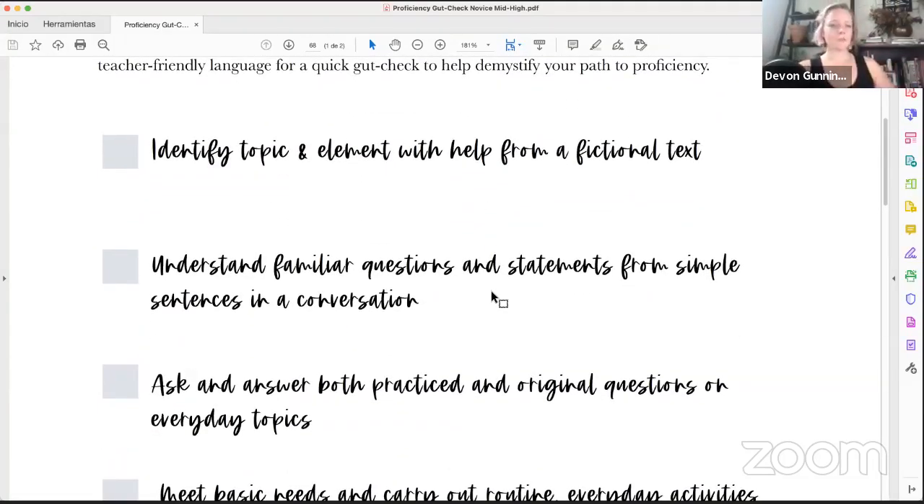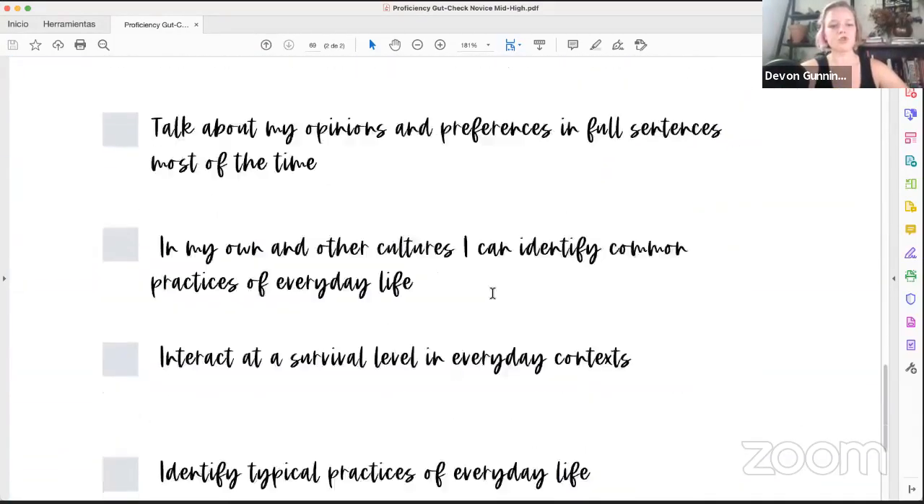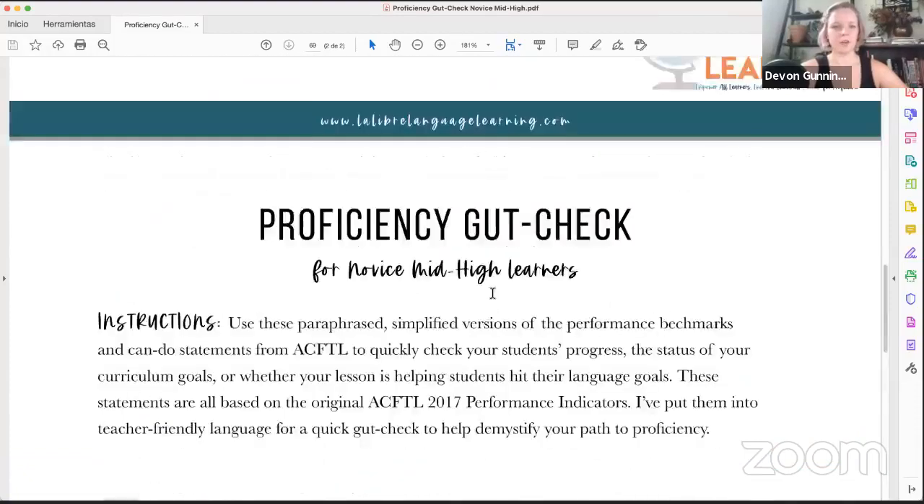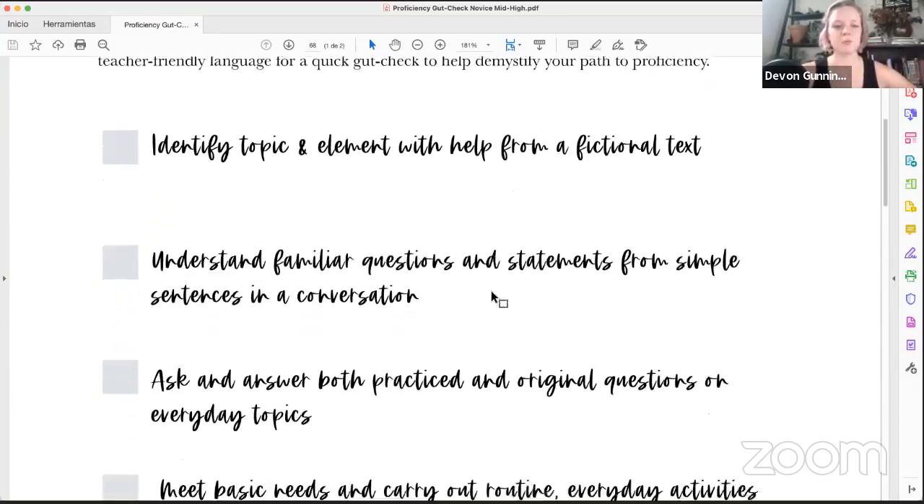This I call the gut check, because you can look at this list and say, oh, okay, this is where they're at, this is where they're not at. So there's 12 of them here, really simple. And they're from all 4 of the modes: interpersonal, presentational communication, interpretive communication, and intercultural communication. So they're all in here. So let's look at the first one here.